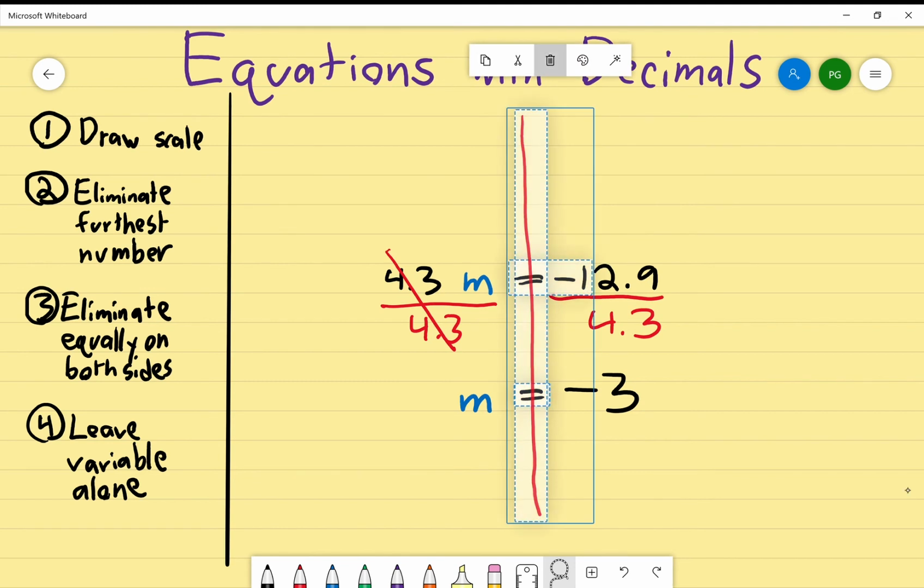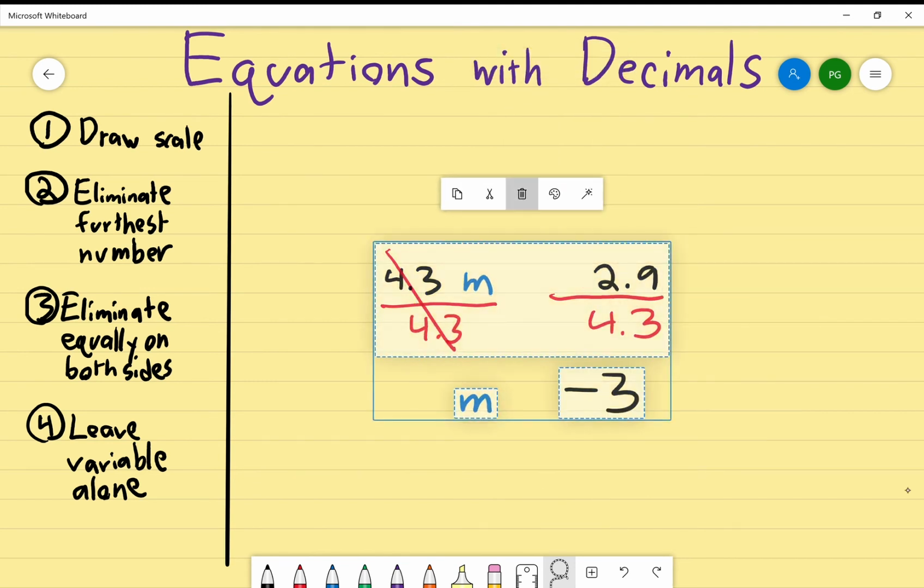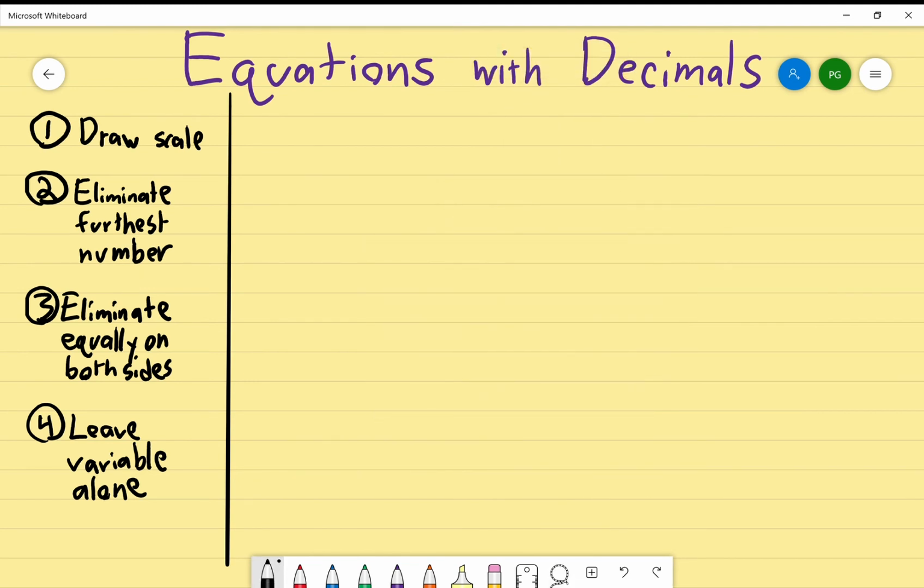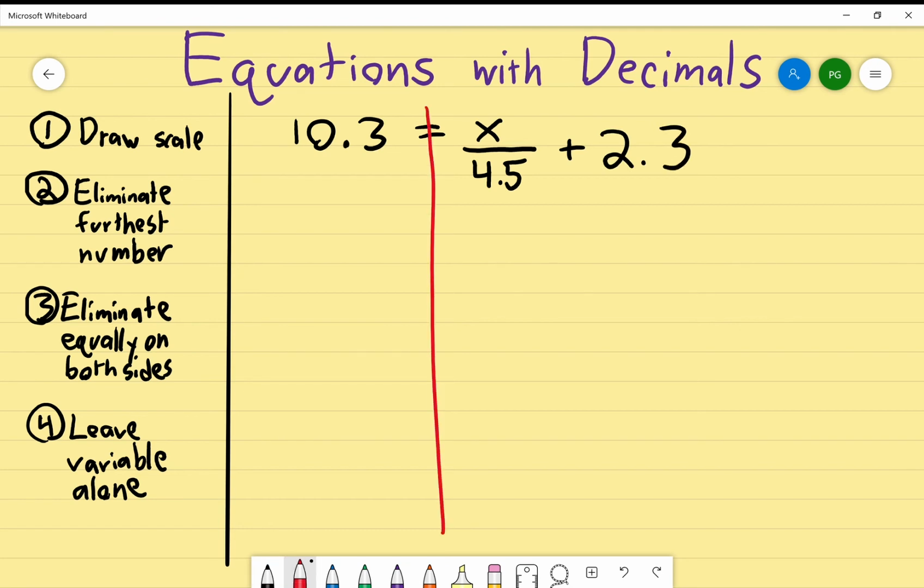Okay, let's go for another example. Let's say I tell you that 10.3 equals x divided by 4.5 plus 2.3. Oh, whatever shall we do? First, we draw the scale. Second, we eliminate the number furthest away from the variable. Well, in this case, the variable is x. Which number is further away, 4.5 or 2.3? That's right, the 2.3 is furthest away from the x.